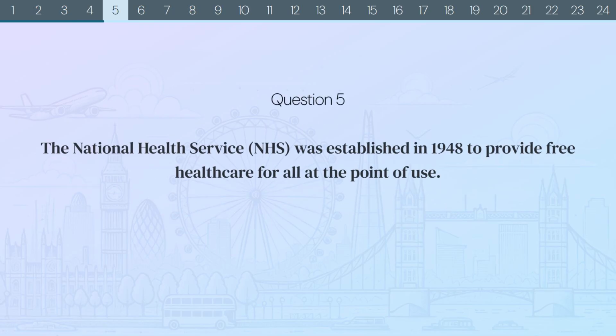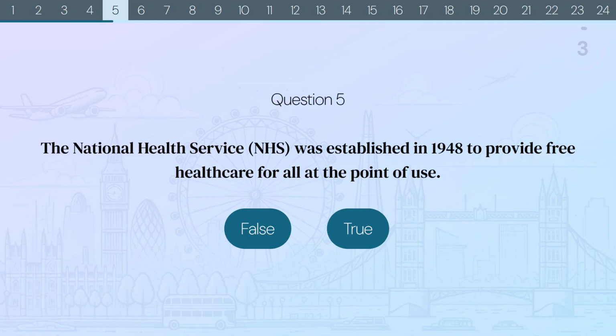Question 5. The National Health Service (NHS) was established in 1948 to provide free healthcare for all at the point of use. False or true? The correct answer is true.